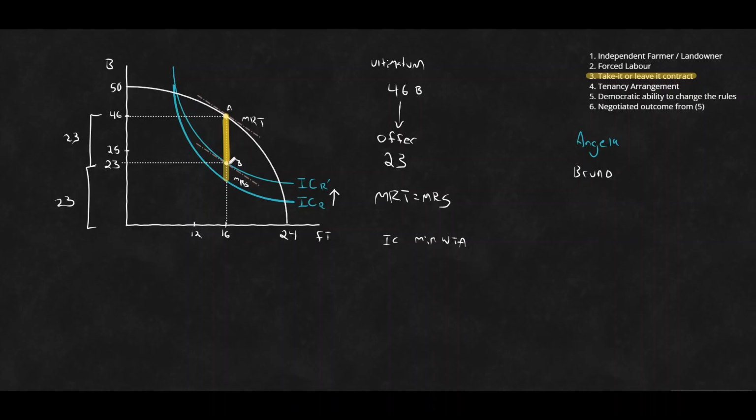But what we see is that in this take it or leave it contract, in this ultimatum game, when the proposer is able to identify the minimum offer that the responder will accept, the proposer has all the power, can set that at the minimum and capture the most that they possibly can. Let's see if this changes things a bit.